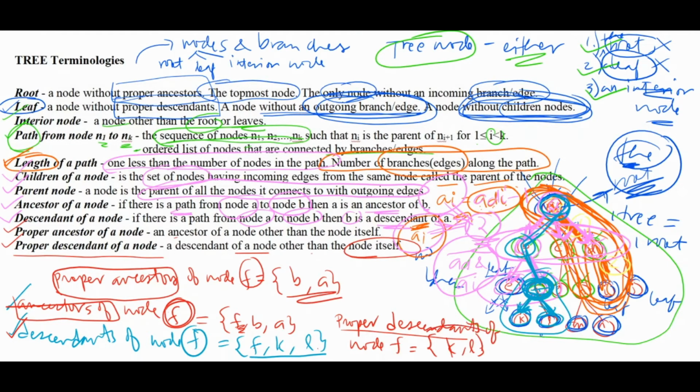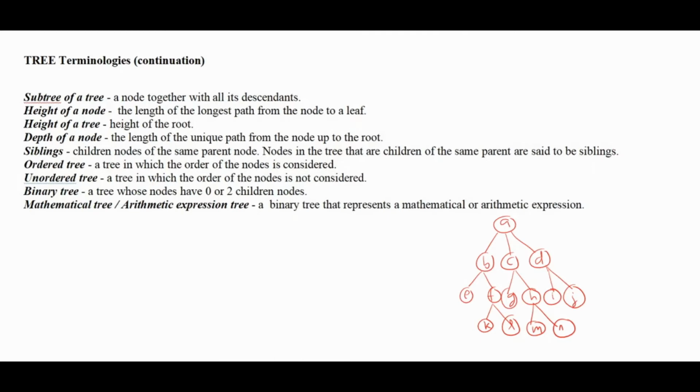So this set of nodes K and L is the set of proper descendants of node F. So the proper descendants of node F are K and L. The next term is subtree of a tree. What is a subtree of a tree? It is a node together with all its descendants.